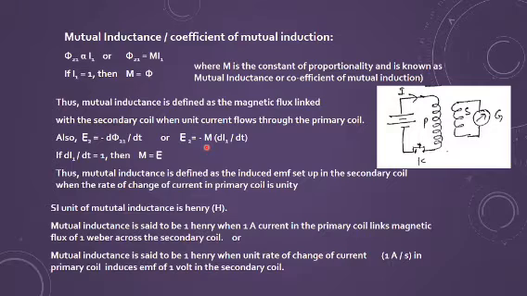So mutual inductance is defined as the induced EMF set up in the secondary coil when the rate of decrease of current in the primary coil, dI by dt, is unity. And of course, you should know the unit for mutual inductance, that is Henry, same as that of self-inductance. These definitions are also similar to those for self-inductance.